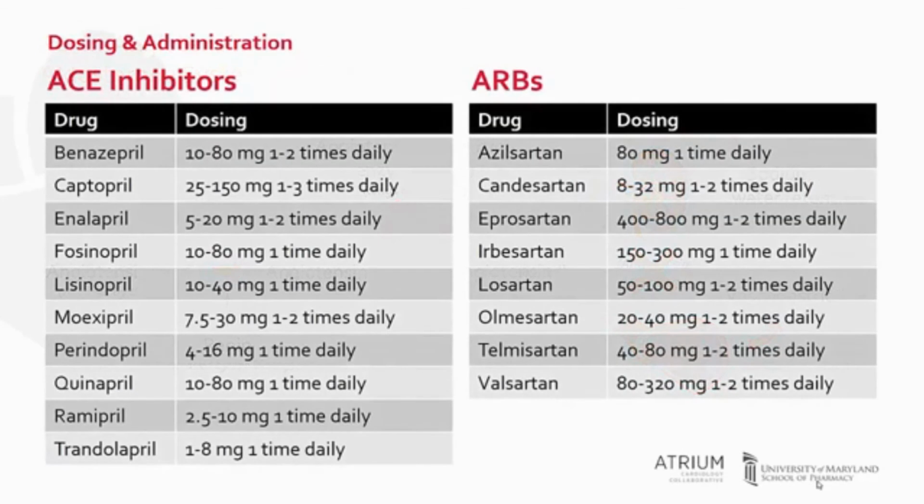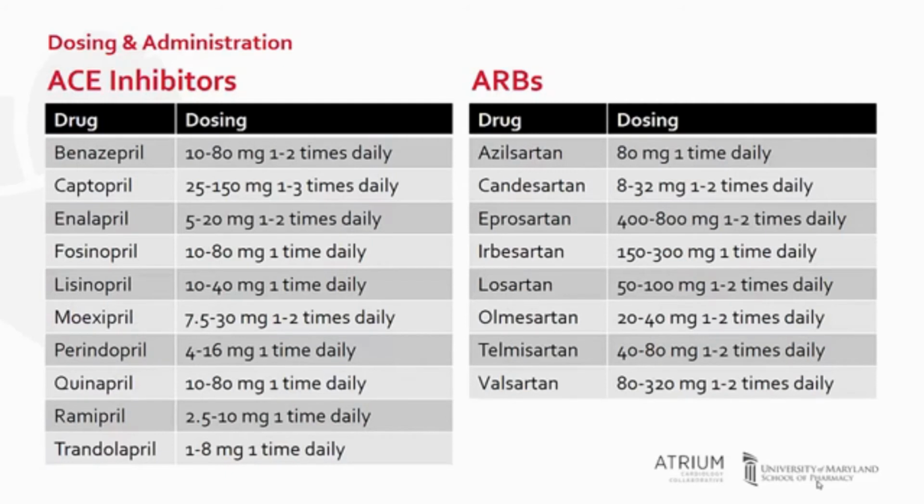Now, in terms of dosing and administration, with the exception of enalapril, all of the ACE inhibitors and ARBs are administered orally. However, the dosing and frequency of each agent depends on the agent that's used, as you can see here on this table. Now, feel free to pause here or screenshot this table if you'd like to review many of the most common ACE inhibitors and ARBs and their dosing.